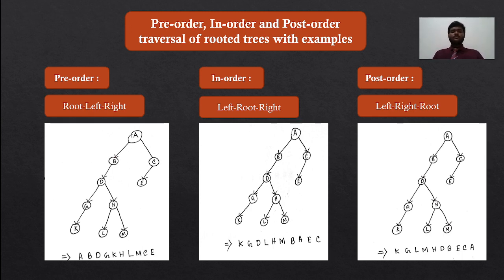If we consider h as root, its left child is l, then we have to go to the root, which is h, and we have to write m, which is h's right child. Then we have to go back to b, where we have completed all the left children of b, and b doesn't have any right child, so we have to go back to the root a.